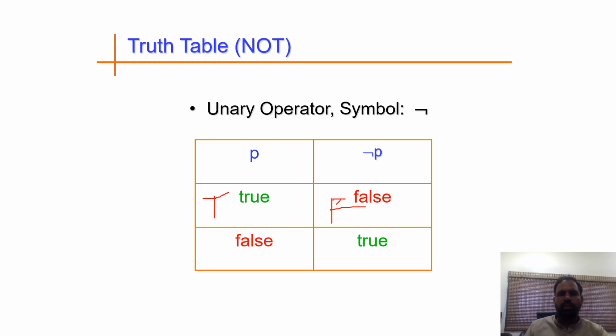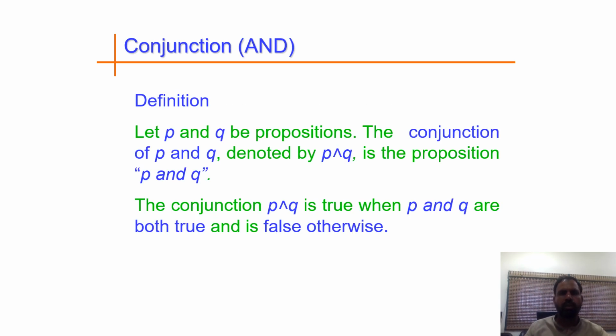These are the operators. This is the symbol for negation, not. This is for conjunction. Now we discuss about and. It is conjunction. Conjunction is like an intersection.